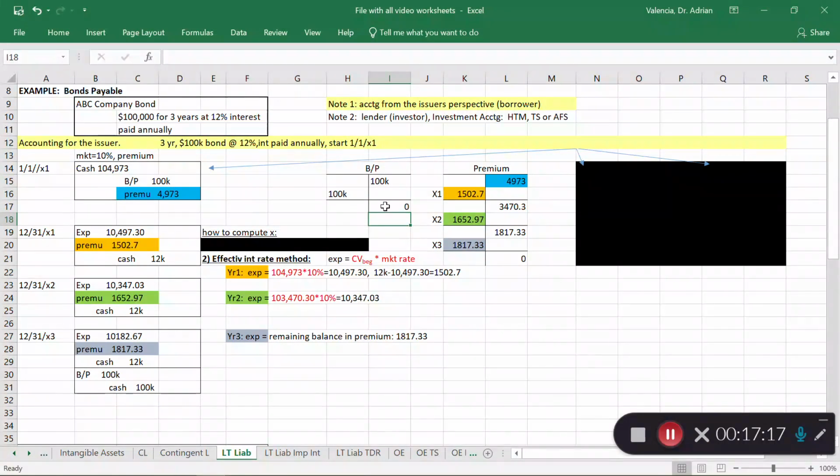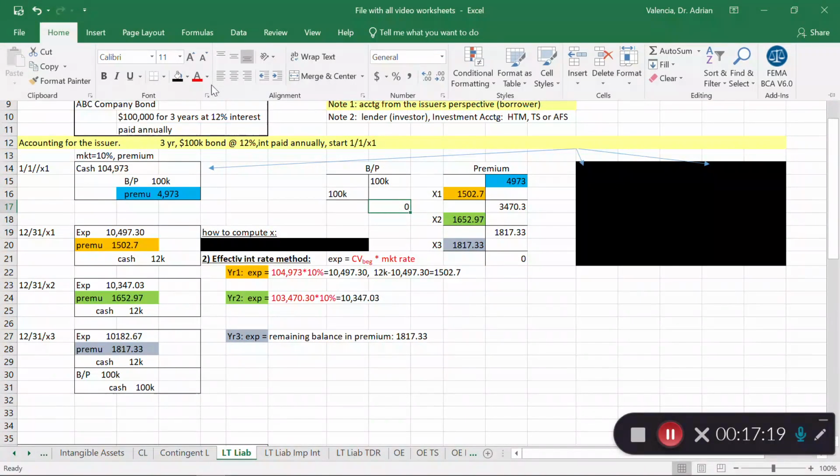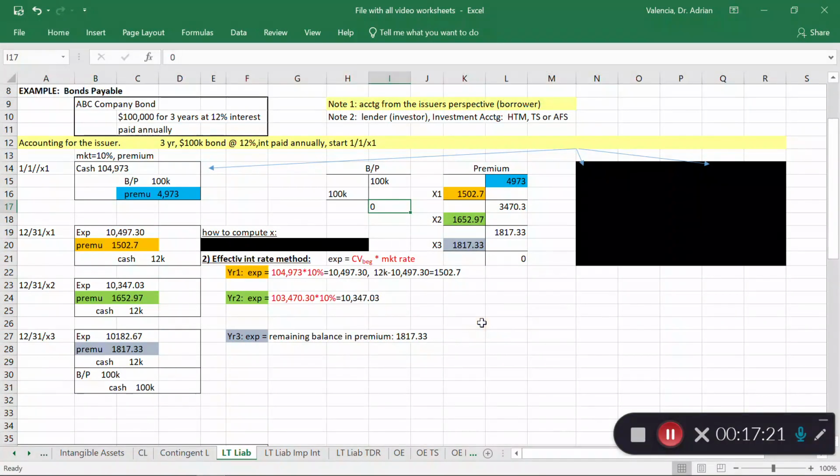Okay, so there's your illustration on how we account for this particular long-term liability called bonds payable. I provided you with an example where the market rate was below our coupon rate or stated rate. So in that scenario, we sell it at a premium.